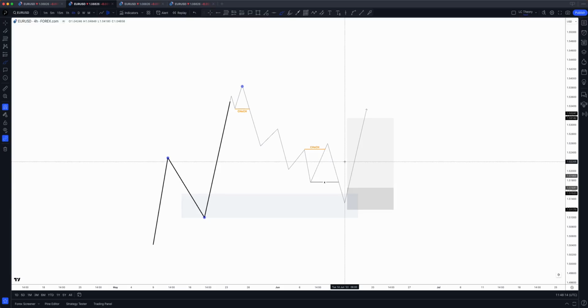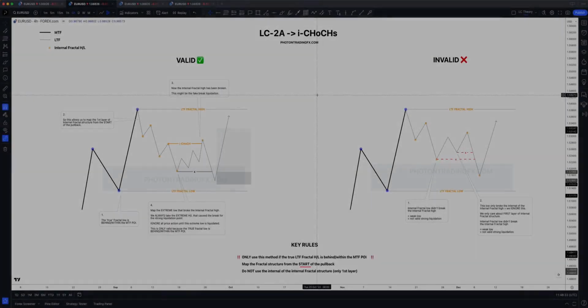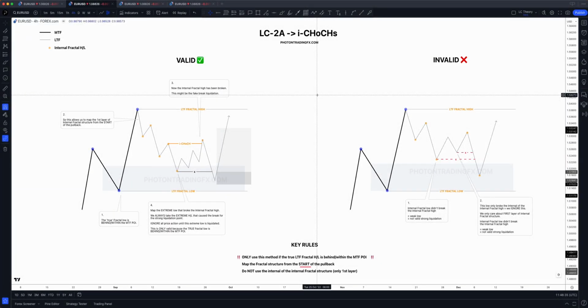But what we're going to go through today in this lesson is when there's a slight difference, but it's a rare circumstance, okay? Let's go through it. So there's a lot going on here when you first look at it, and we're going to go through it really slowly because it is super key that you get this, okay? So this method is when we can use CHoCHs for our fake break. A CHoCH is when you are looking at the internal fractal structure. Internal fractal structure is the fractal structure that occurs between the true fractal high and low, okay?